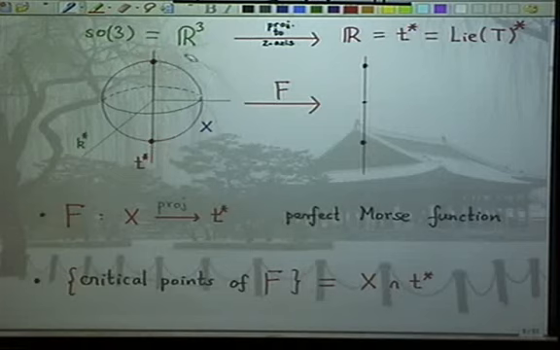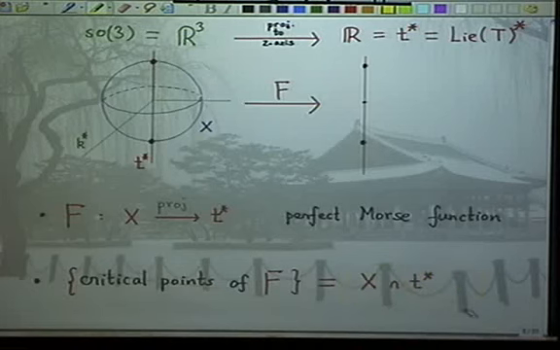The two critical points are the north and south poles, and the critical points are exactly the intersections of the orbit with the z-axis. That's kind of key. Furthermore, those critical points are distributed very nicely. The north pole is the opposite of the south pole, by the reflection along the equator.